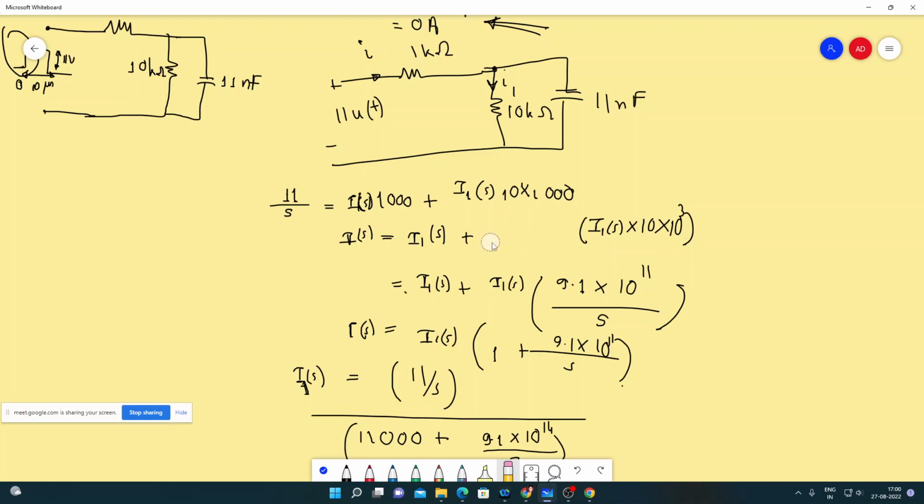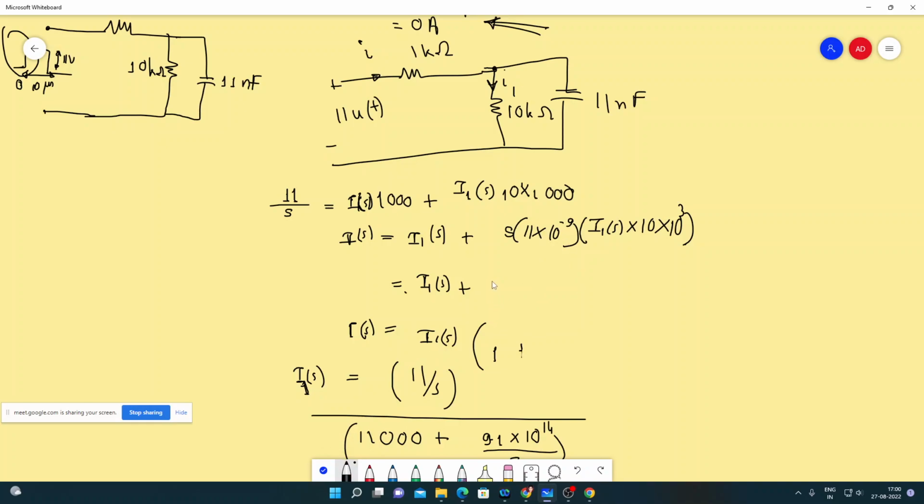Here, since it's a voltage, that into sC, so it will be admittance into the voltage, not impedance. So s into 11 into 10 to the power minus 9. It will be multiplication. So from here onwards this will change. So you can write it to be I1s into s into 11 into 10 to the power minus 5. So it will be 1 plus 11 into 10 to the power minus 5 into s.